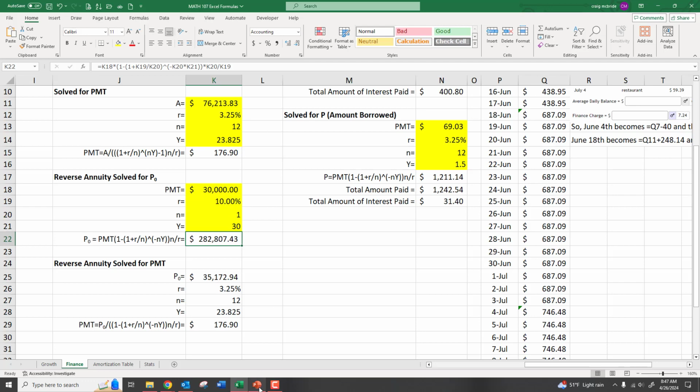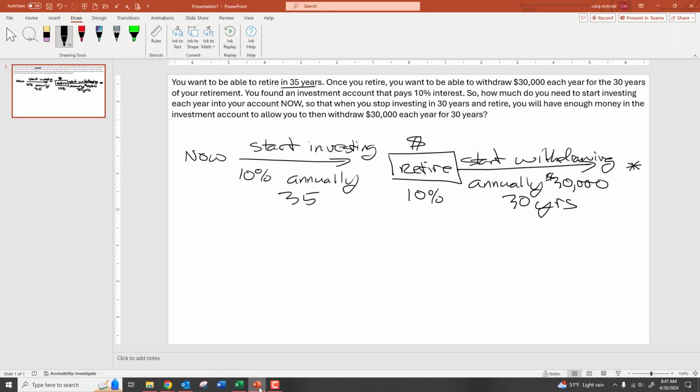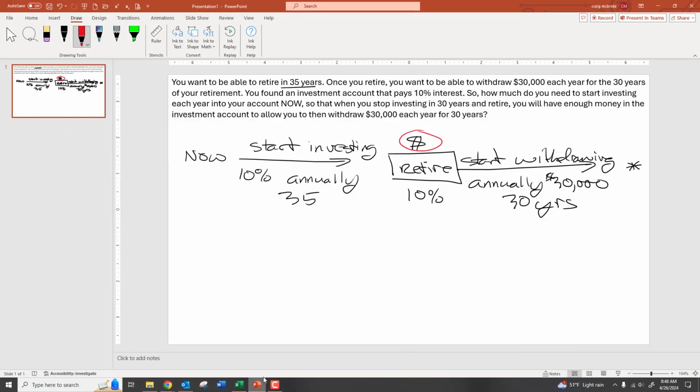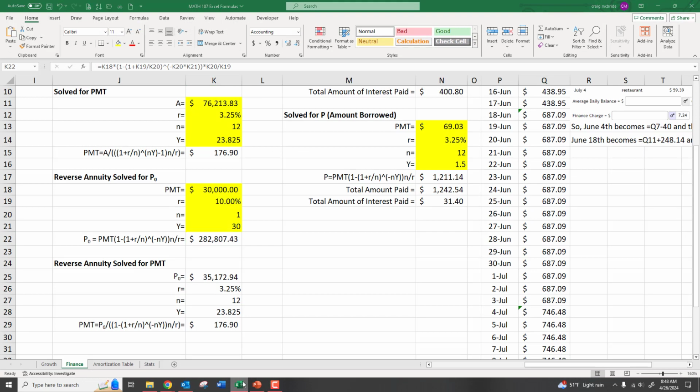So we can go back to our picture and go, okay, we've now found out the middle part, right? We now know how much money we need to retire. And that money was the $282,807.43.